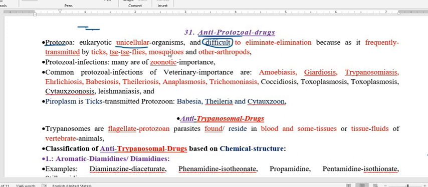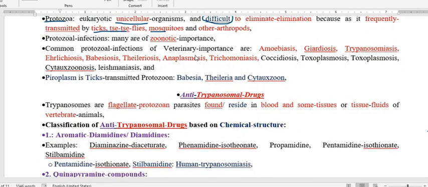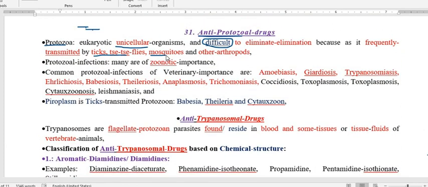What is the reason? The reason is simply because it is transmitted by ticks, flies like tsetse flies, mosquitoes, and other arthropods. Because of that, the protozoa are very tough to eradicate or eliminate. Another important point regarding the protozoa is that it is a disease of zoonotic importance.